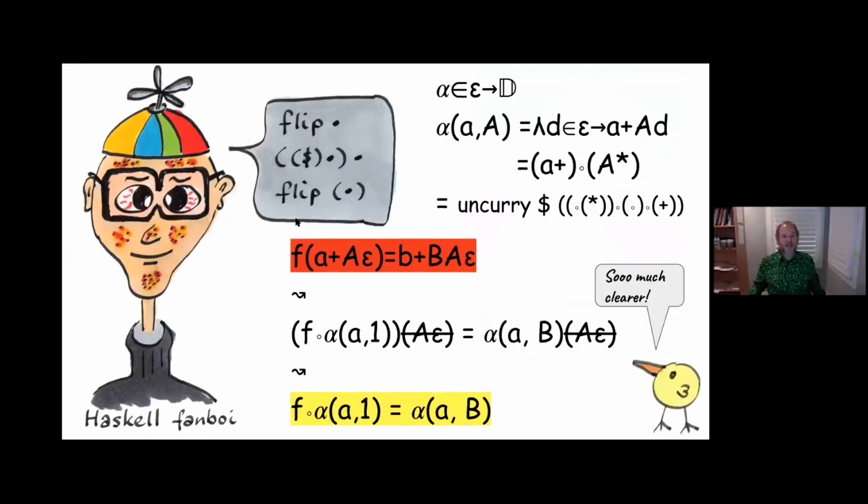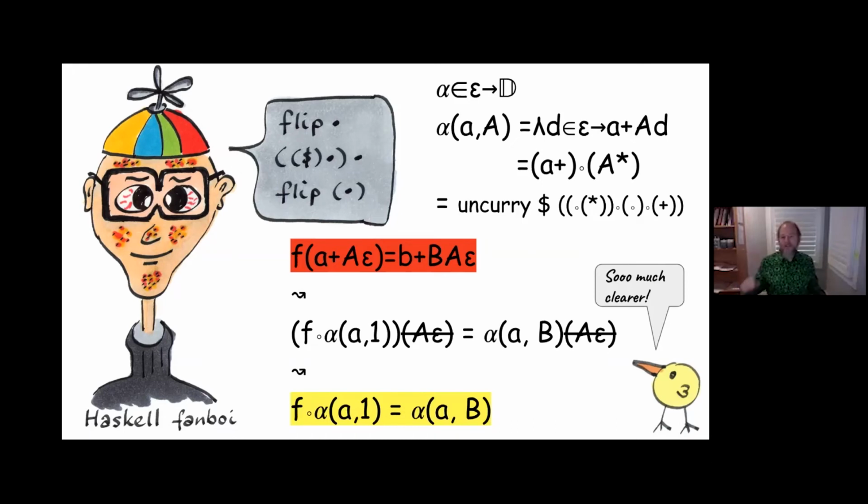Now let's do some Haskell-style stuff to it. If we look at the left side of this mutual implication, f A plus f' A epsilon equals B plus B' A epsilon, we introduce a function alpha. This function alpha takes two parameters and returns a function that takes a third parameter, multiplies the second one with that, and then adds the first one to it.